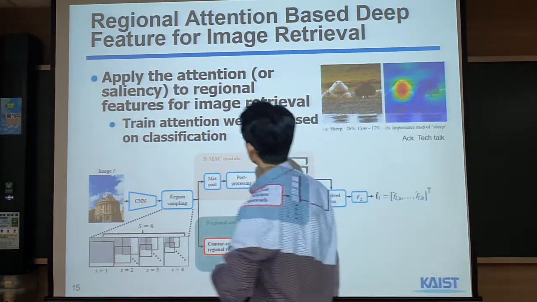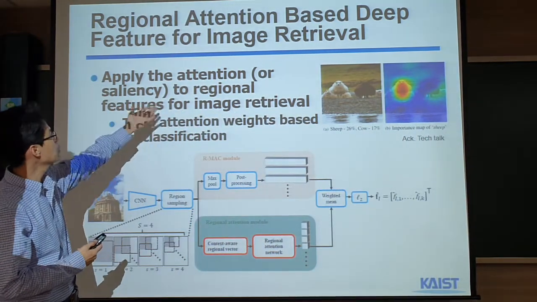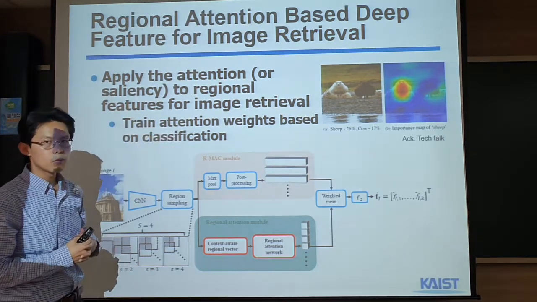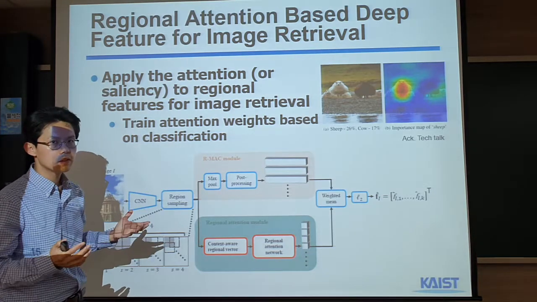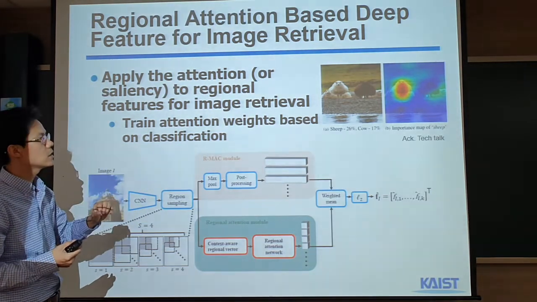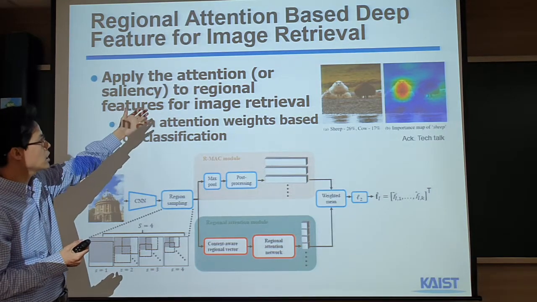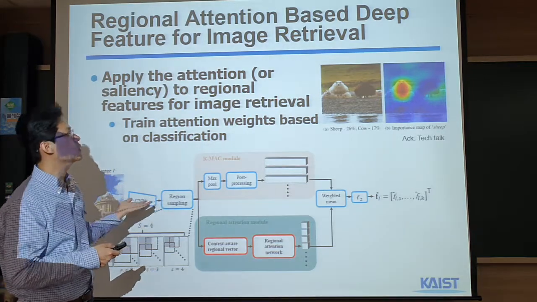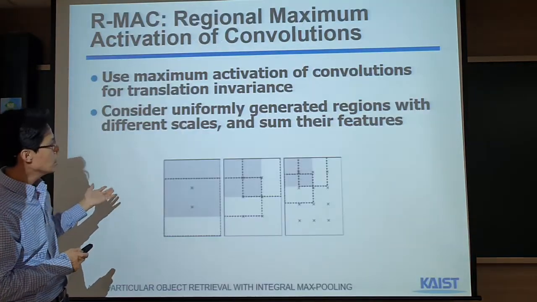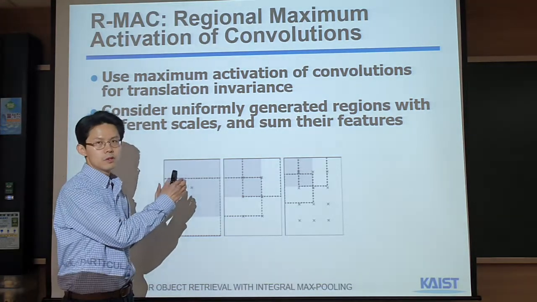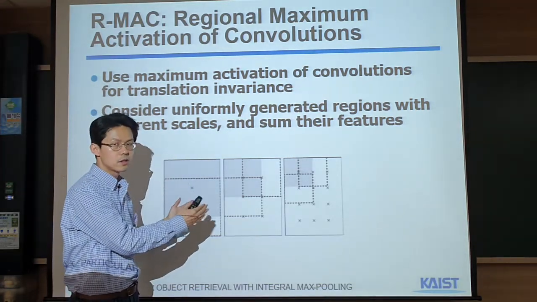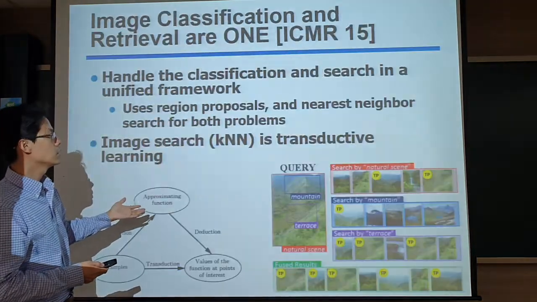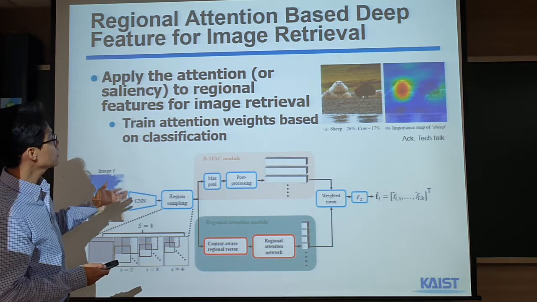So we want to apply this concept of attention or saliency to the region, to the actual image search, right? At the time we know that the RMAC-based, region-based technique works quite well. So we wanted to apply the attention concept to the region. When we talked about RMAC, we didn't talk about which region is more important than the others, right? But obviously we cannot treat them equally. So for that issue we can consider attention.